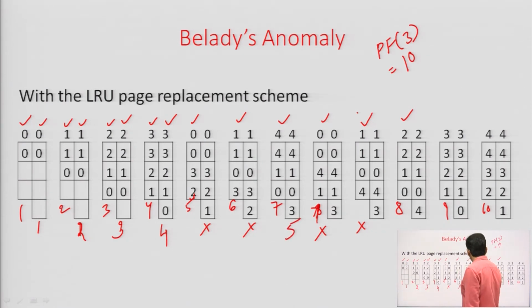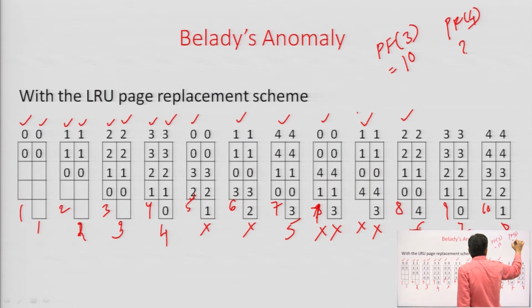And then for 0, 0 will be brought on the top, so there is no page fault. For reference of 1, 1 is already present, so no page fault. 2, yes, 2 will be brought here and 3 will be sent out, so the number of page faults is increased to 6 now. For 3, 3 is not present, so 4 will be sent and 3 will be brought in. So 7 page faults, and 4 is also not present, so 0 will be sent back and 4 will be brought here. So the number of page faults is 8. So you can see that the number of page faults with the 4 frames is equal to 8.